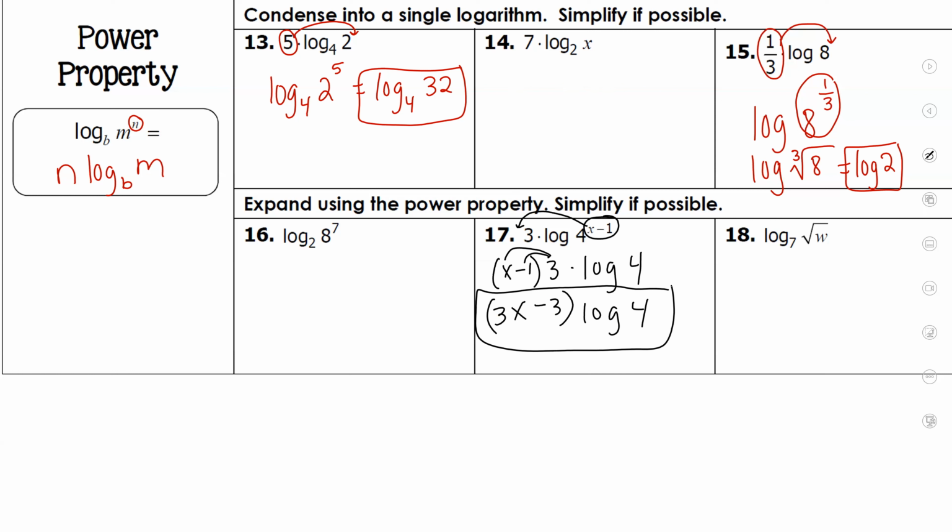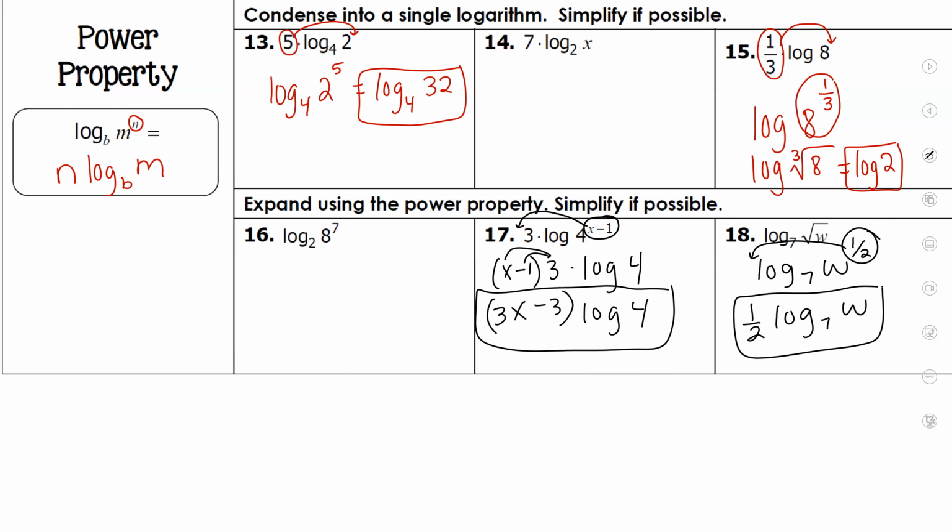This one, how can we rewrite a square root? Yep, w to the power of a half. And then this power just becomes the coefficient. So this will be 1/2 log base 7 w. And this one's easy. Number 16 is easy. Just bring the 7 to the front. So it's 7 log base 2 of 8.